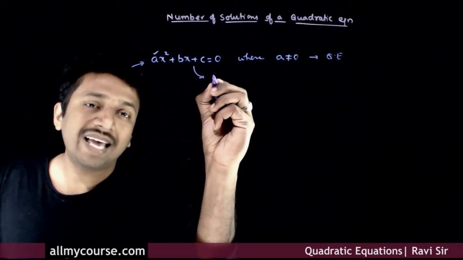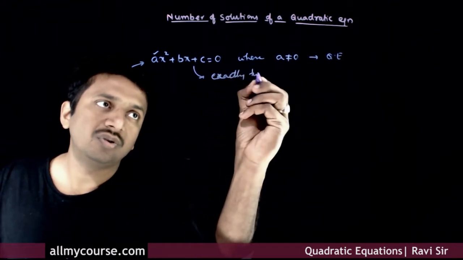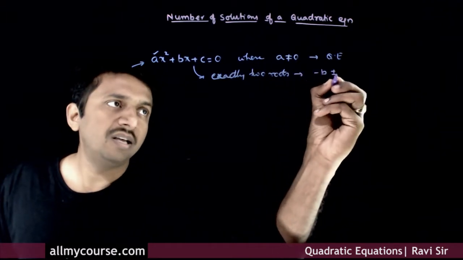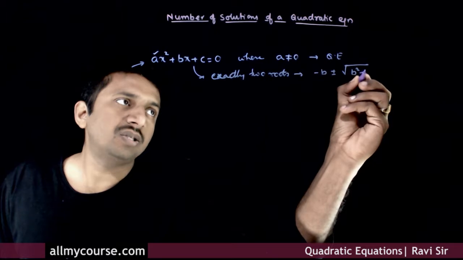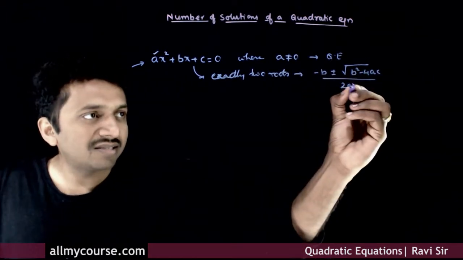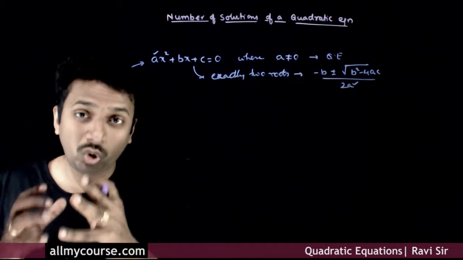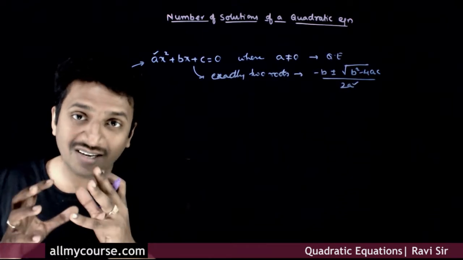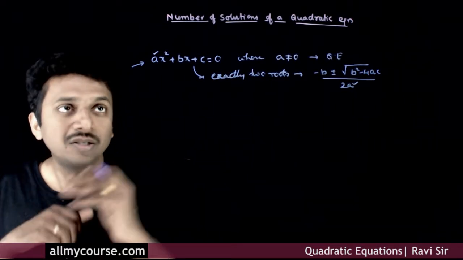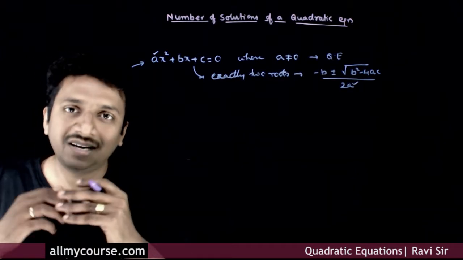And this equation has exactly 2 roots. There's no doubt about it, because the roots are minus b plus or minus root of b square minus 4ac by 2a. So as long as this a is not equal to 0, these roots will always be defined, and you have 2 roots. They can be real and distinct, or real and equal, or imaginary. So as long as a is not equal to 0, this is called a quadratic equation, and it has exactly 2 roots.